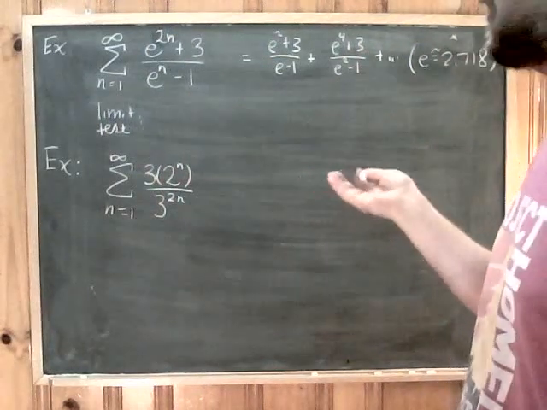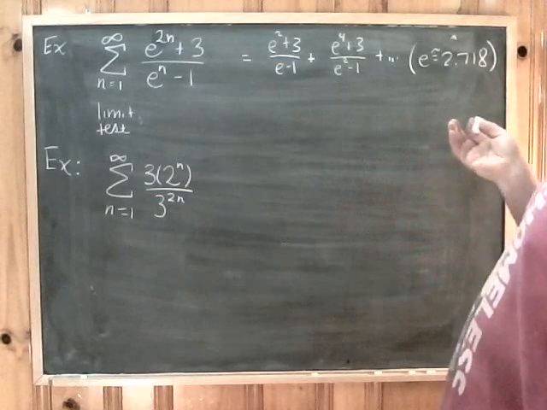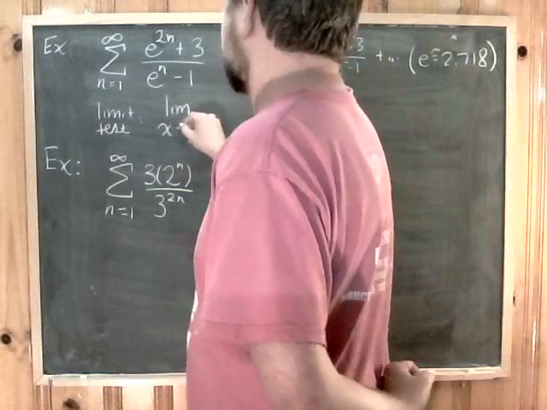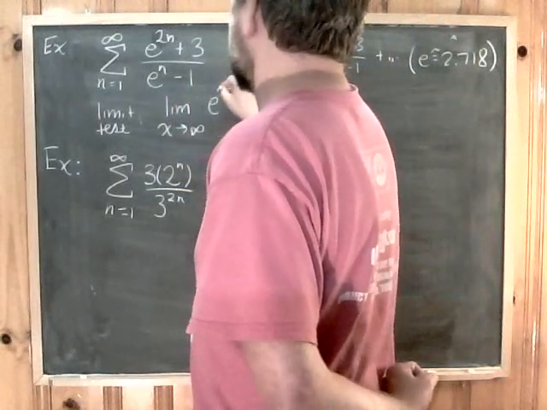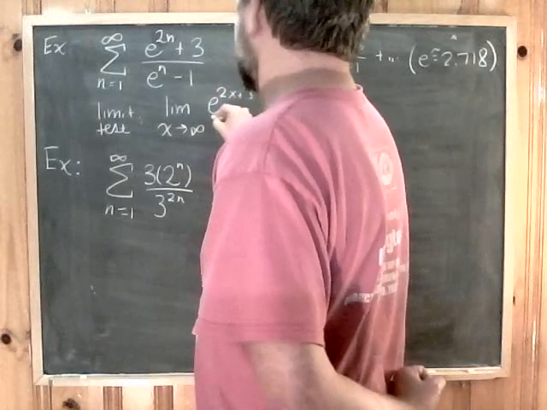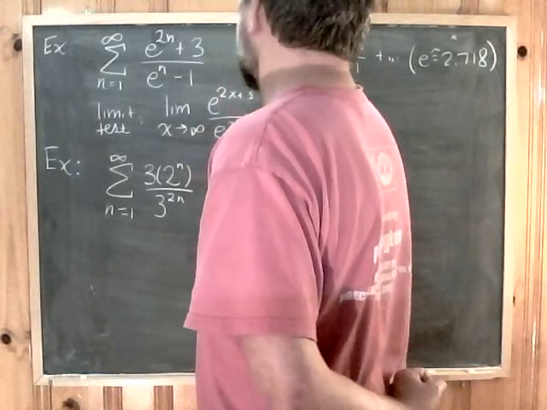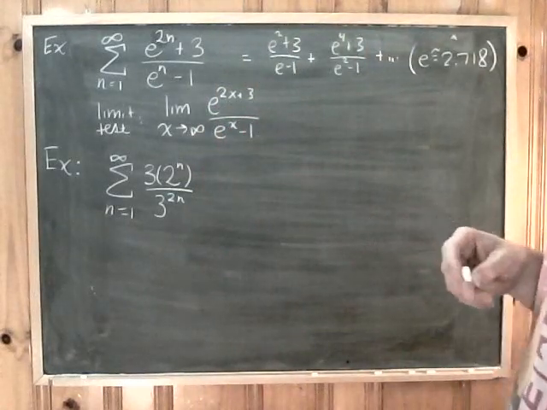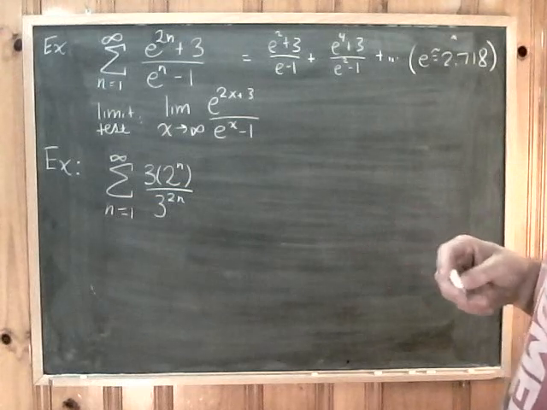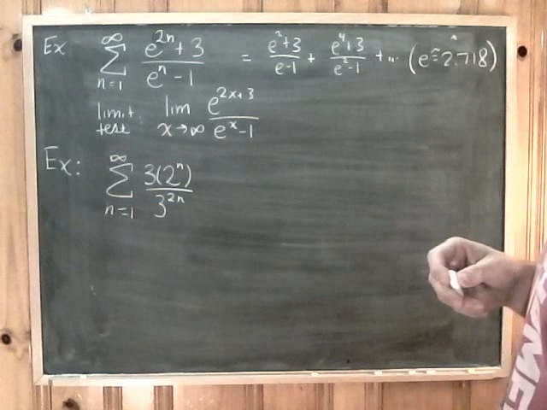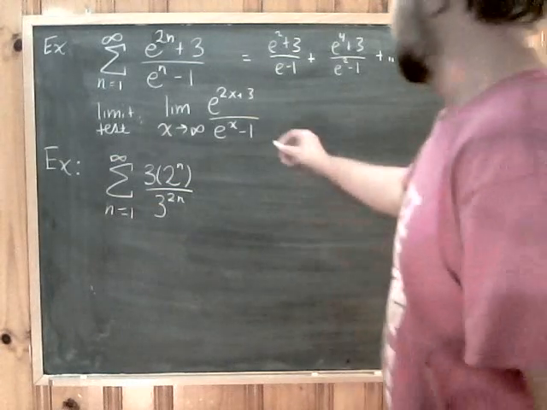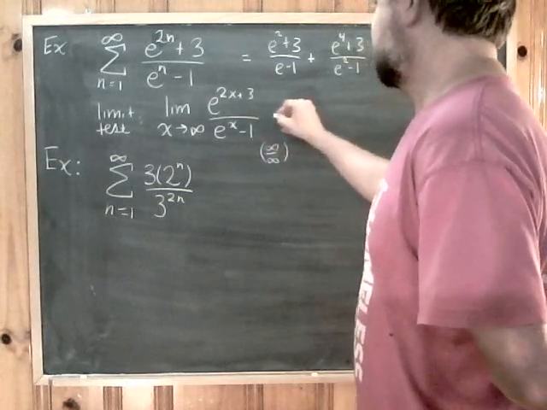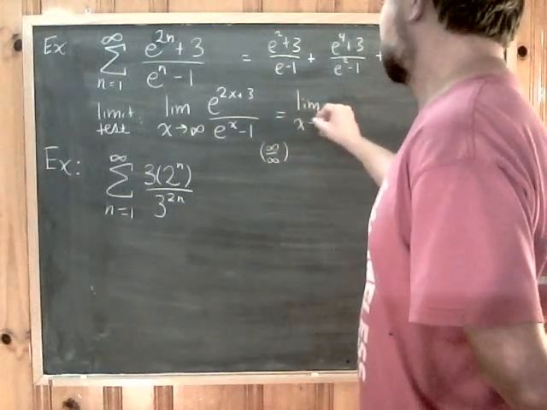Or since we know how to take the limit of a sequence by taking the limit of the function, you could go ahead and plug in the x if you want. So I have e to the 2x plus 3 divided by e to the x minus 1. And if I do plug in infinity to the top and the bottom, I get infinity on top and bottom there. So it's going to be L'Hopital's rule. I'm getting infinity over infinity here. So that means I can use L'Hopital's rule on it.